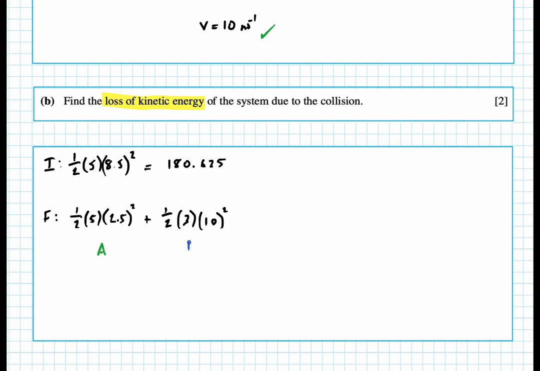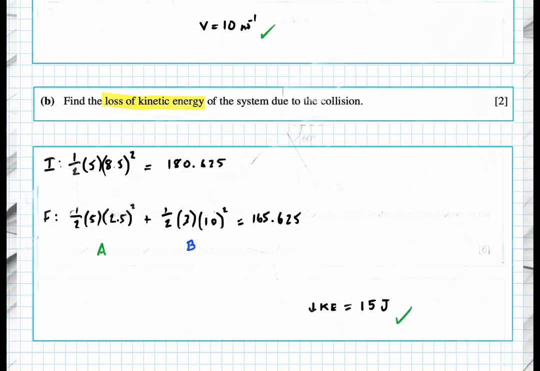So to take note of those details, that was for A and B, and our answer is 165.625. And so the loss is, subtract them, you'll get 15 joules. That was part B.